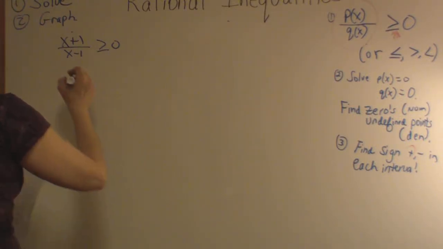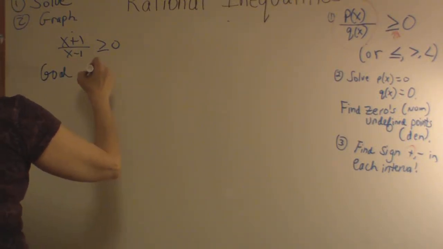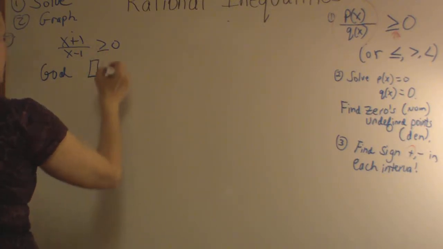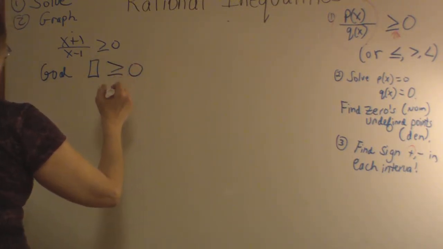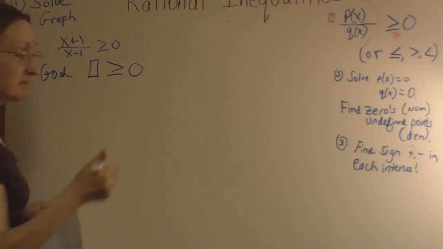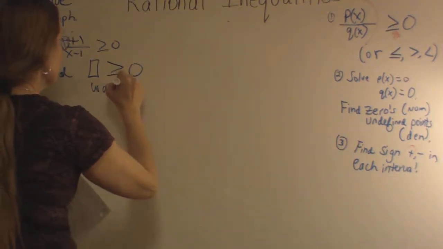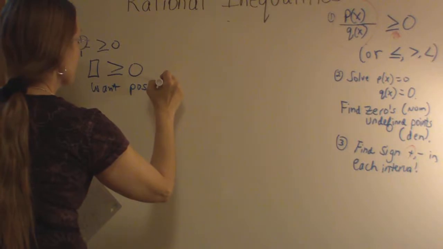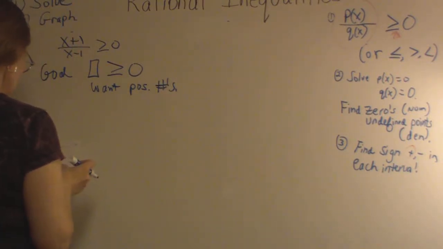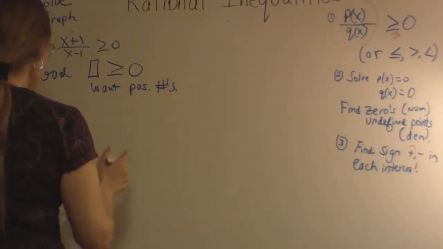Okay, now here's the goal. We want to get some number here, whatever that's going to be, greater than or equal to 0. So what this means is we're looking for positive numbers. So we want positive numbers. And so how are we going to get those? Okay, well let's draw a number line.